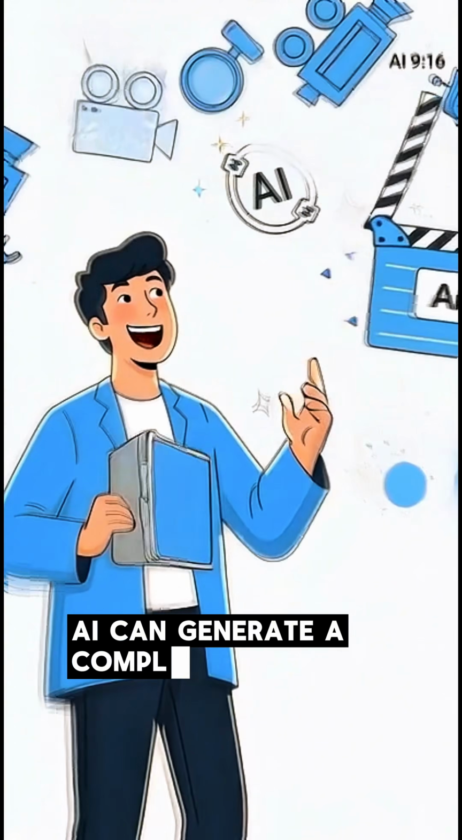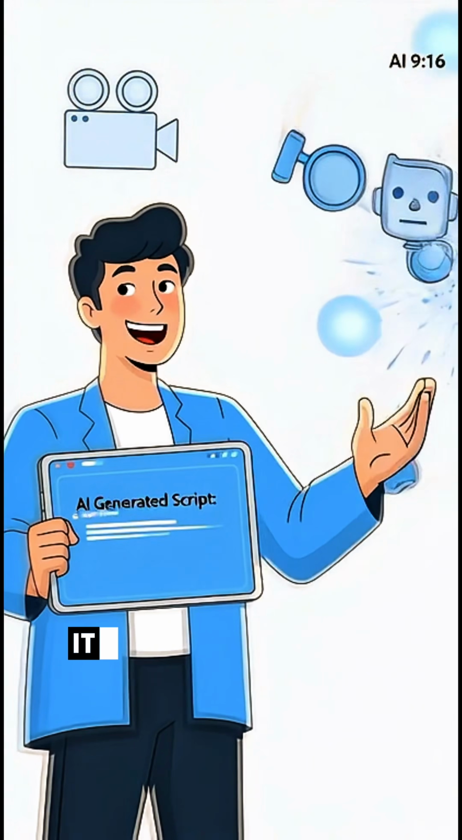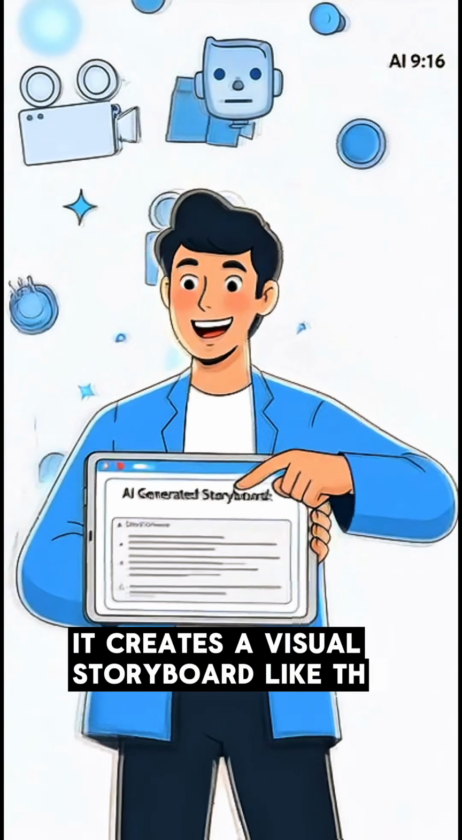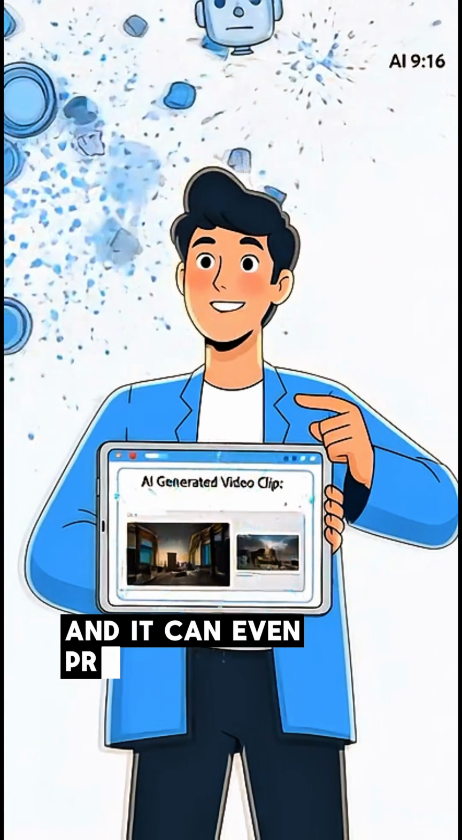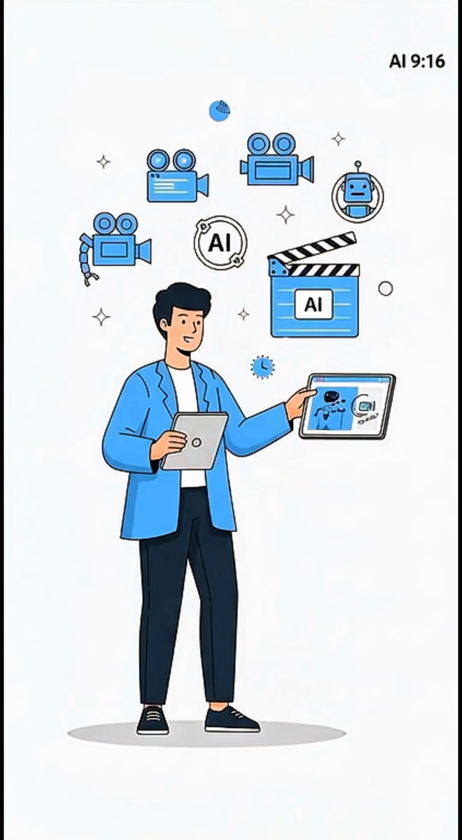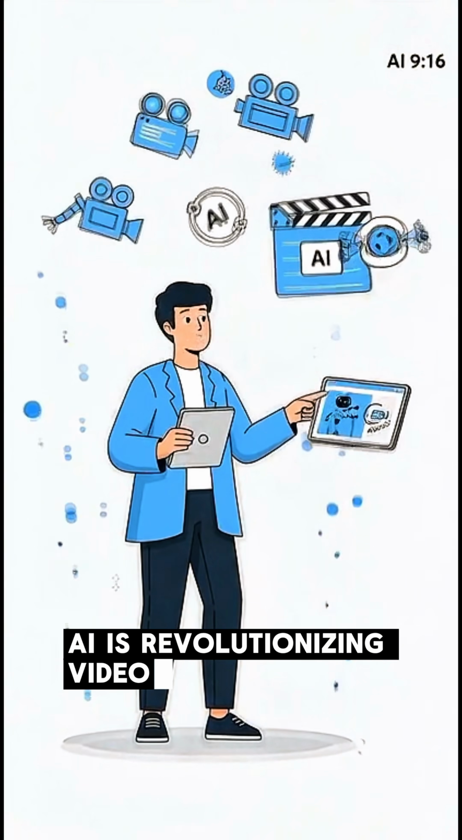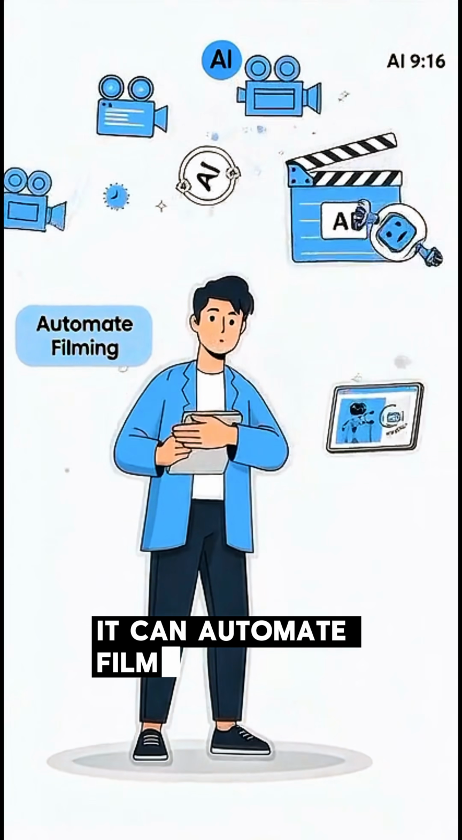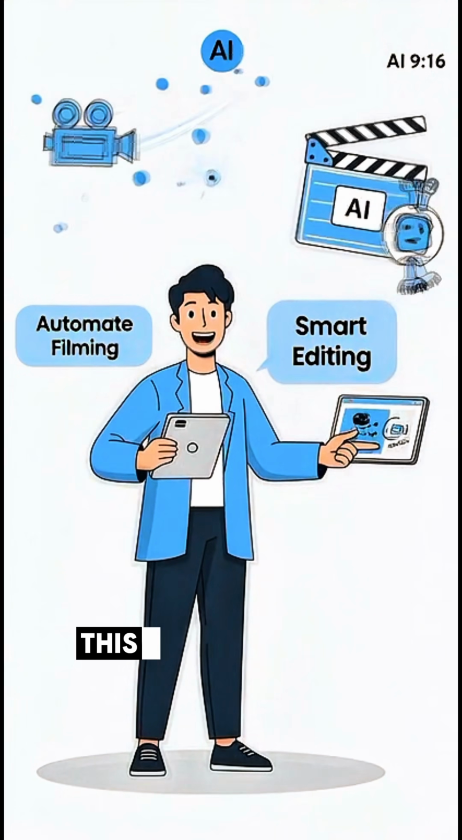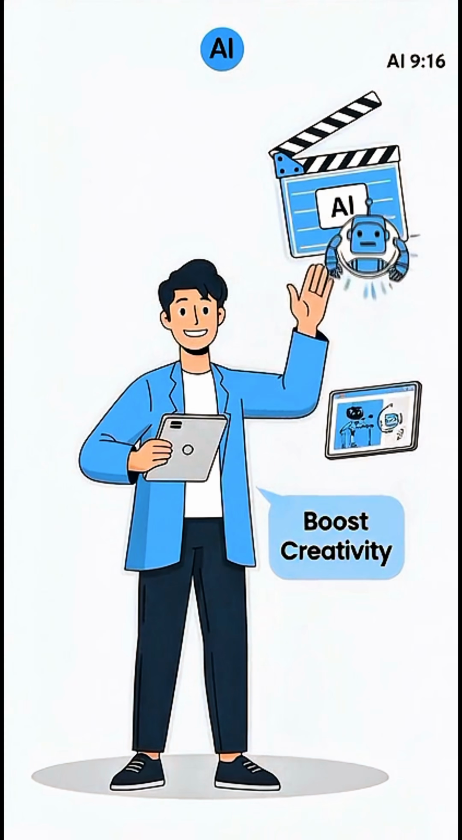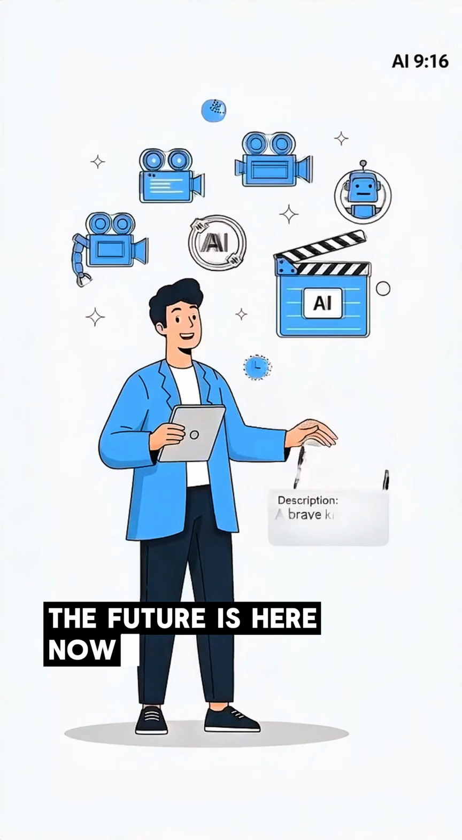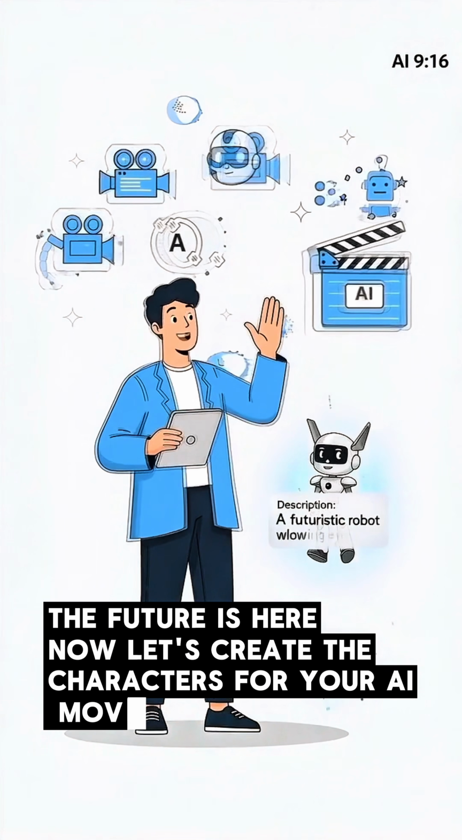AI can generate a complete script for your video. It creates a visual storyboard, like this. And it can even produce a full video clip. AI is revolutionizing video production. It can automate filming and smart editing. This lets you focus on creativity. The future is here. Now let's create the characters for your AI movie.